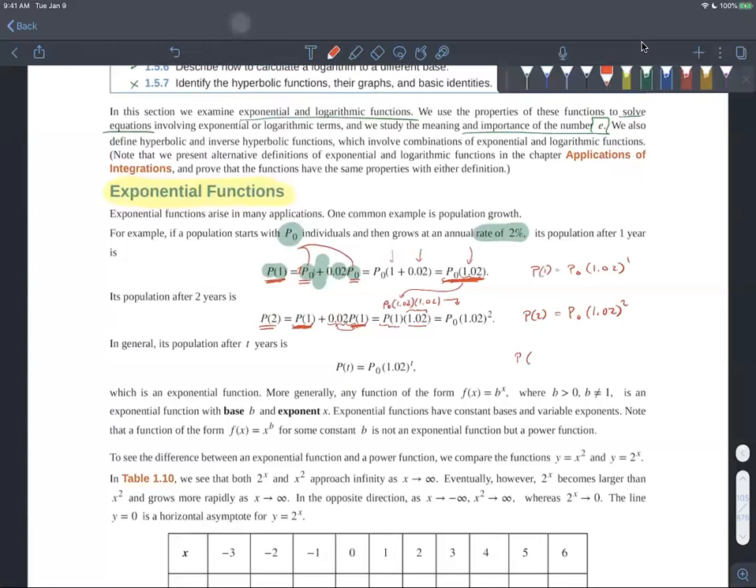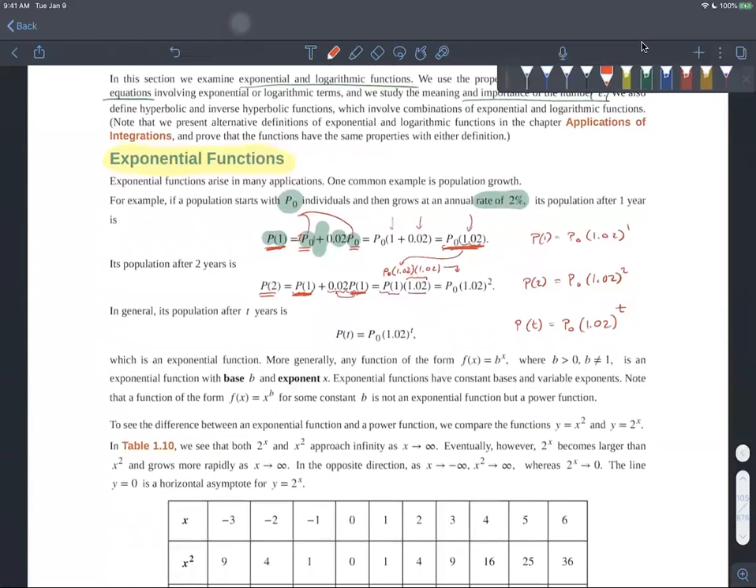So P of t in general, the population after t years, is going to be equal to P naught times 1.02 raised to the t. It should make sense that the population after some number of years is related to the initial population, and to the growth rate, 1.02, raised to the t. Of course, the number of years should matter as well. So this is an exponential function.